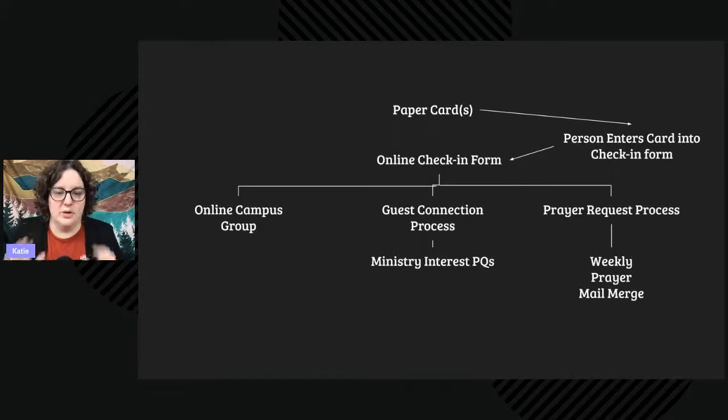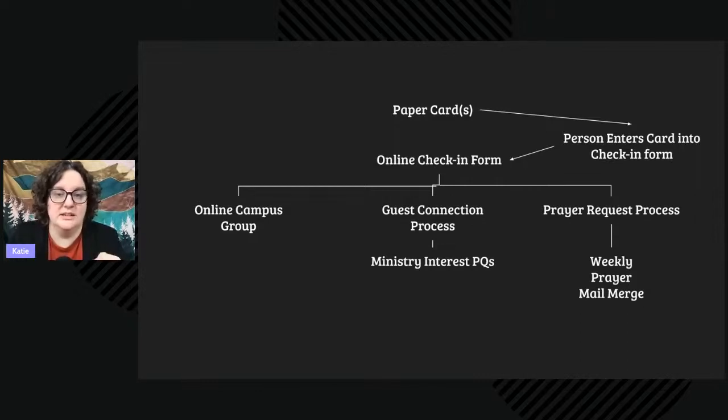So, again, that's our context. So this is, at a high level, how our process works. And then we'll jump into CCB and I'll walk you through each step. So we have the paper cards that get collected, and then a person enters those into our check-in form on Monday. And then our online audience can also check in with the check-in form. And in-person people can use the online form too. We just have a short link for it that we give in the service. So it's probably 50-50.